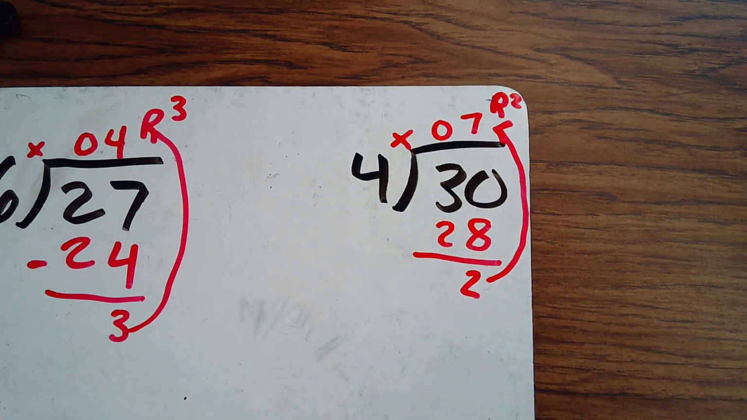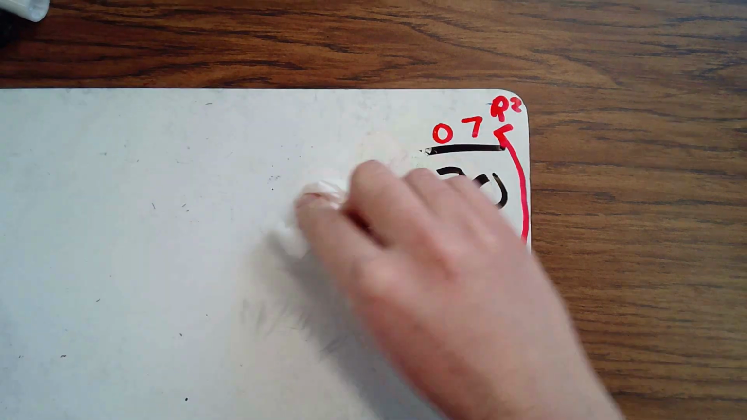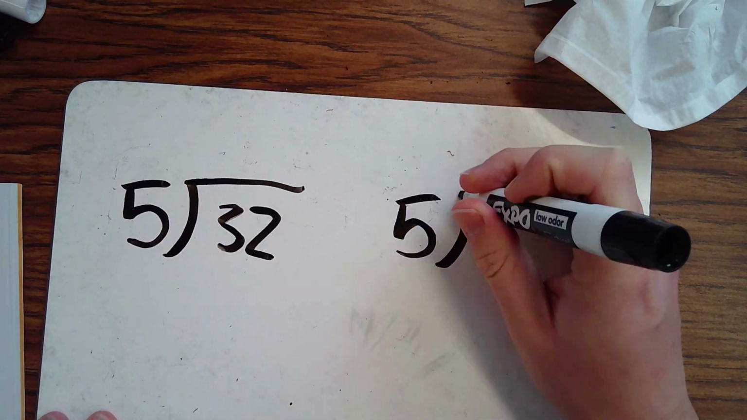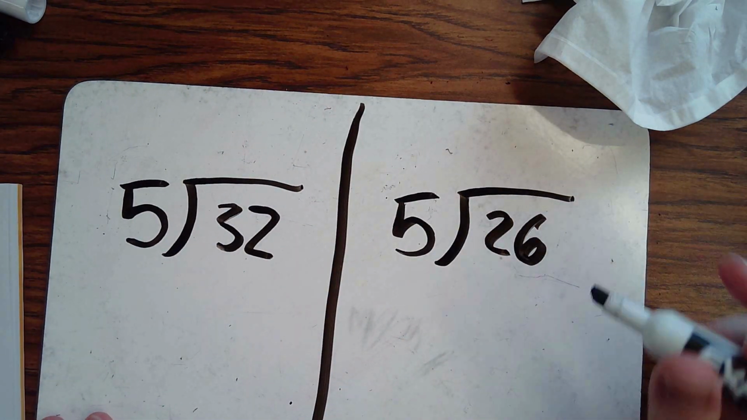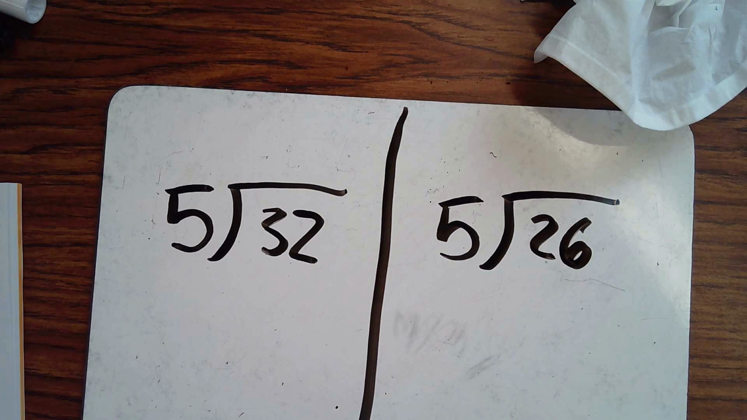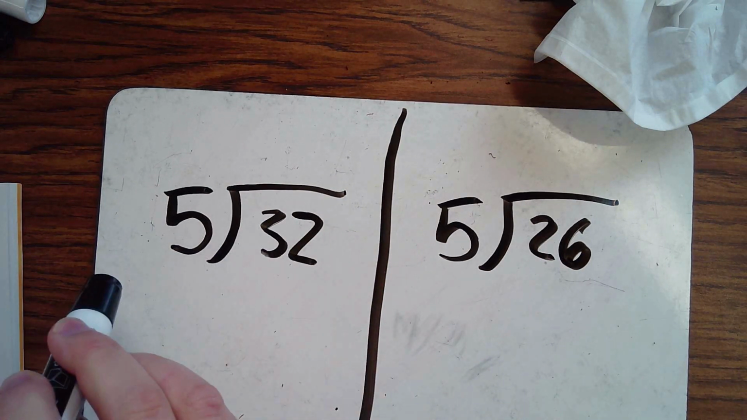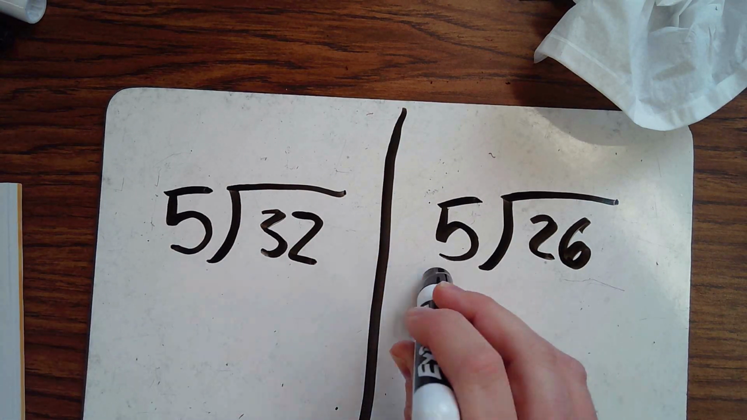Okay, so here are 2 examples to work out on your own. 32 divided by 5 and 26 divided by 5.